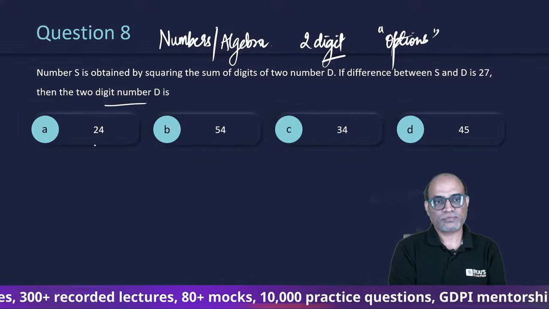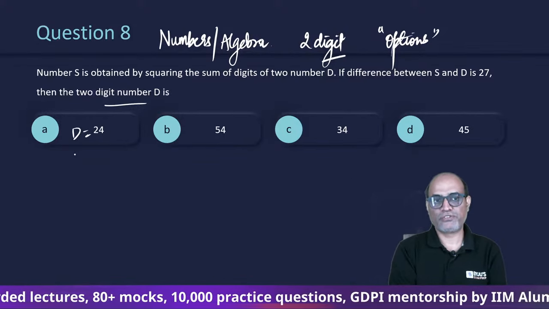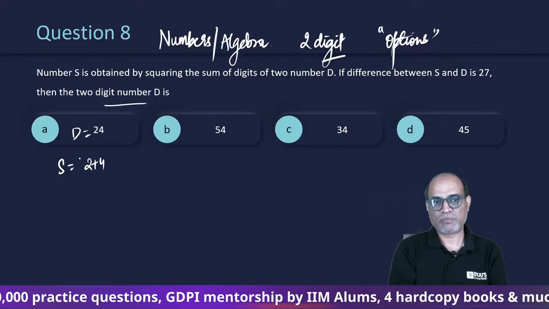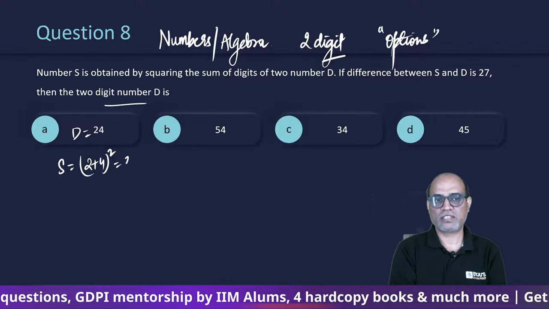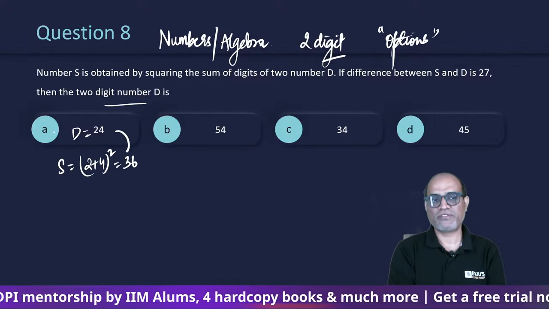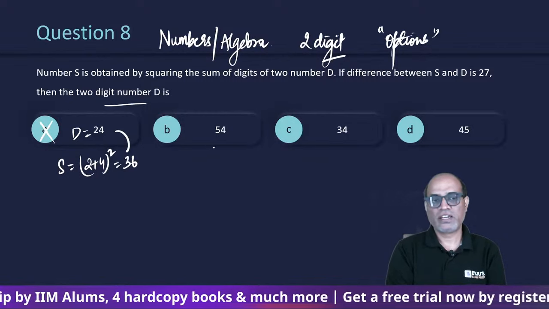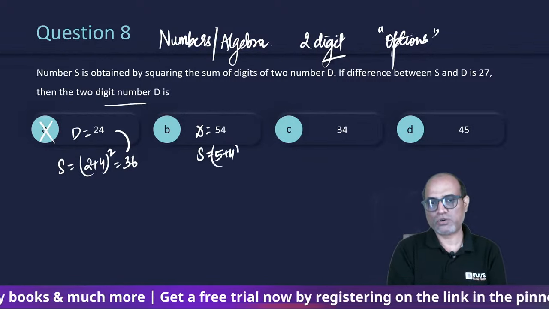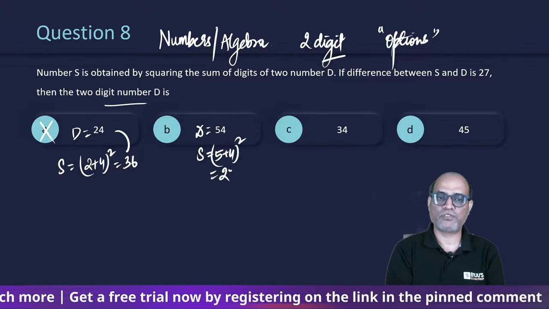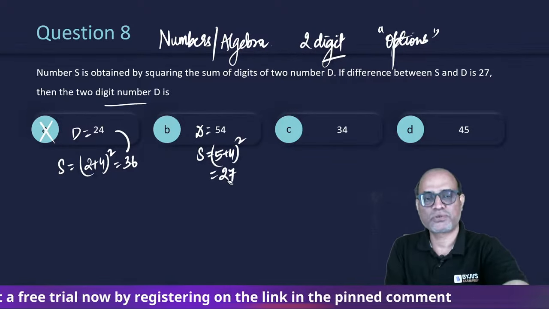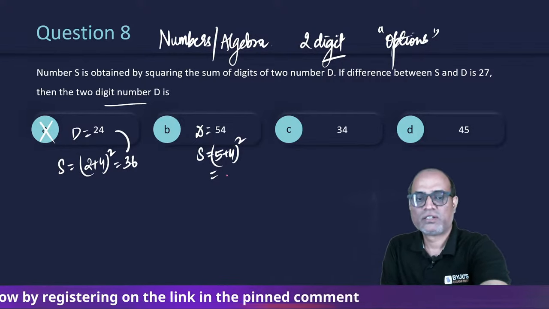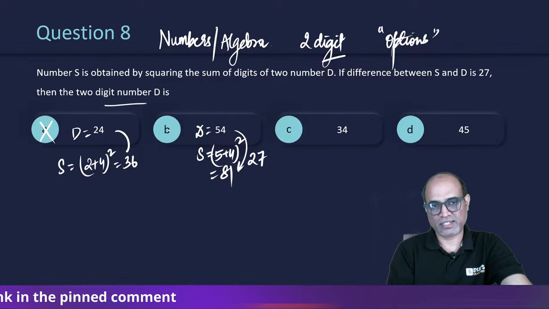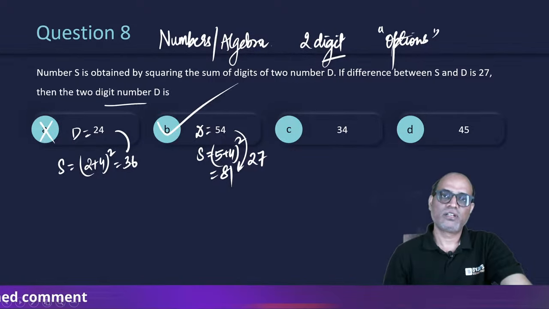So the 2-digit number D is 24. S is obtained by squaring the sum of the digits. Sum of the digits ka square, which is 36. Is the difference 27? Nope. 54 is D, so S will be 5 plus 4 ka whole square, which is 9 ka square, which is 81. So is this the gap of 27? Yes, it is. टिक कर लो.